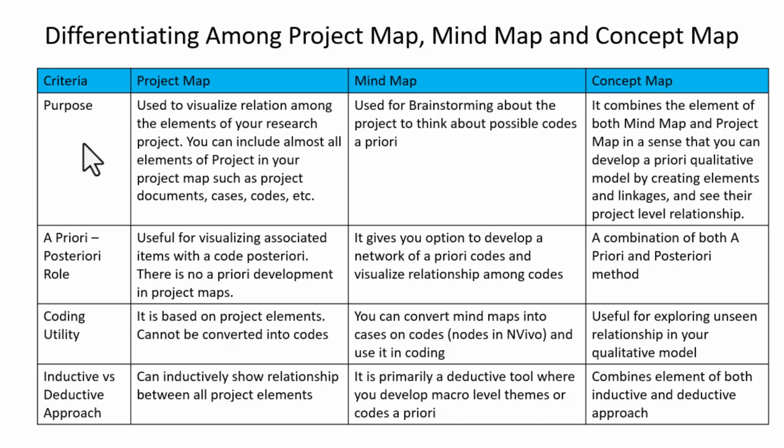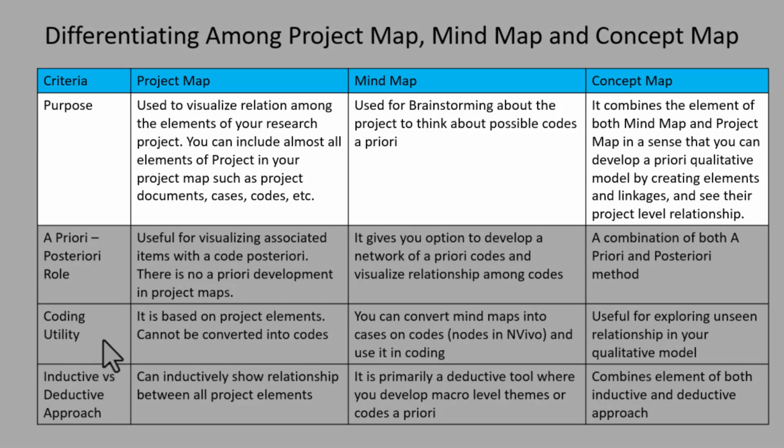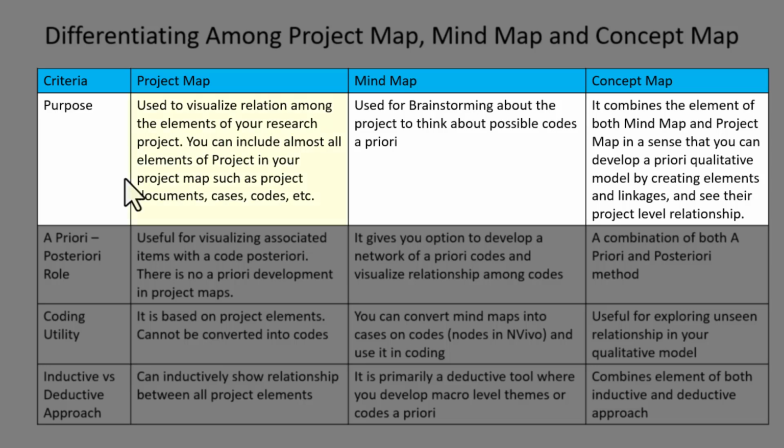And finally, where do they stand on this inductive versus deductive continuum of theory building? This is going to be very helpful when you work on thematic analysis or grounded theory. So purpose, you tell me what's the purpose of project maps? Simply to visualize relationships among the project elements. When it comes to mind maps, they are basically a tool to brainstorm, hypothesize about your research project, where exactly themes or concepts you expect to be linked to each other.